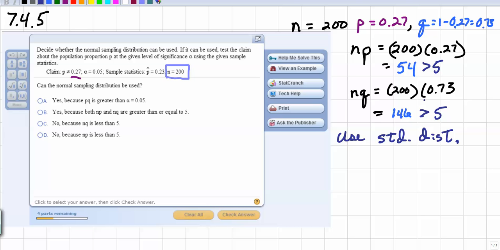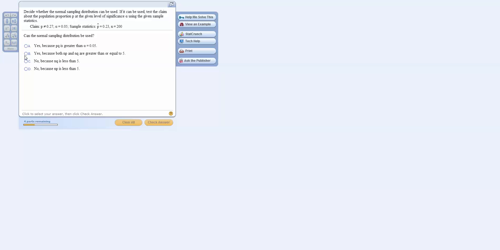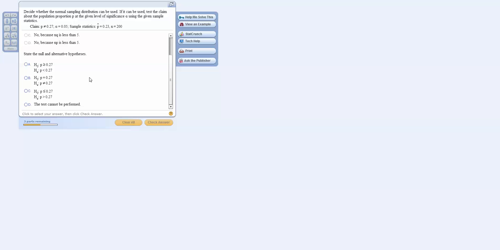Which means that we want to bring in the test statistics, but we will go ahead and bubble this in because that's our answer. So we'll go back into the problem. We'll left click in B and click check answer. And then it's going to ask us to state the null and alternative hypotheses, which we will do.